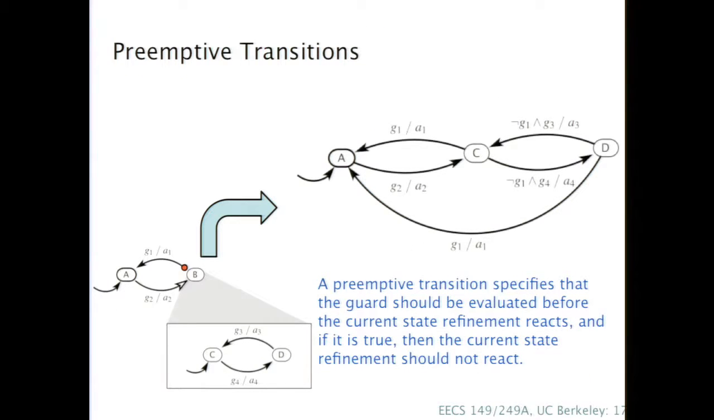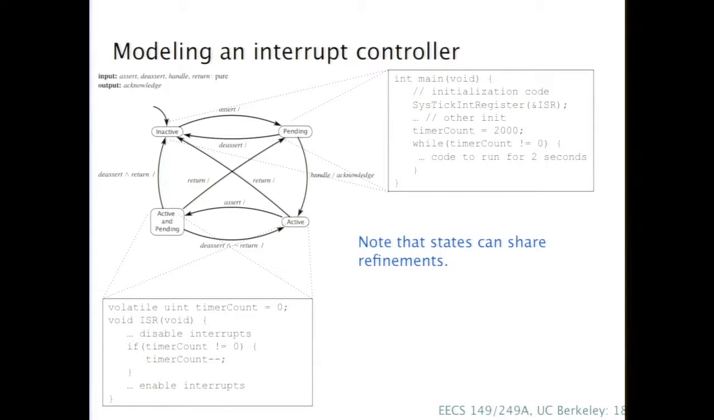Also, a notational convenience, we allow for preemptive transitions, and again, David Harel introduced these as well. A preemptive transition is one where if the guard is enabled, we don't allow the refinement to react. We just preclude that possibility if the guard is enabled. It would be a good exercise to make sure that you understand the flattened version of this state machine and how the preemptive transition is captured in this flattened version.